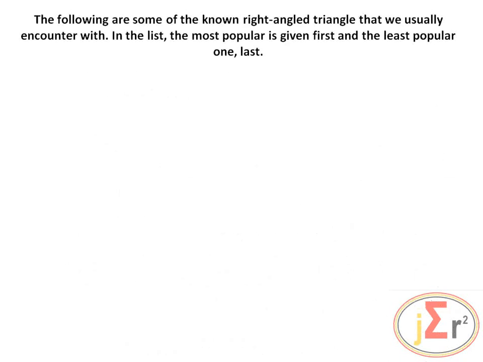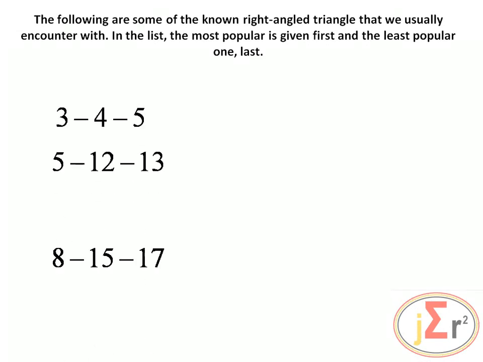The following are some of the known right-angled triangles that we usually encounter. In the list, the most popular one is given first and the least popular one last. So we have 3, 4, 5; 5, 12, 13; 8, 15, 17; 7, 24, 25. So those are your very popular right-angled triangles.